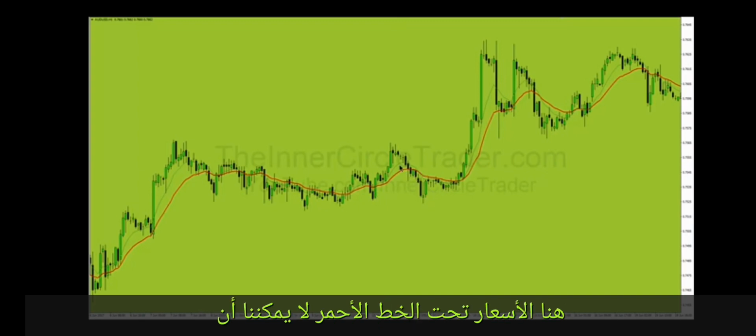Here, price is below the red line. We cannot take anything there. So we missed this move here, which is fine.